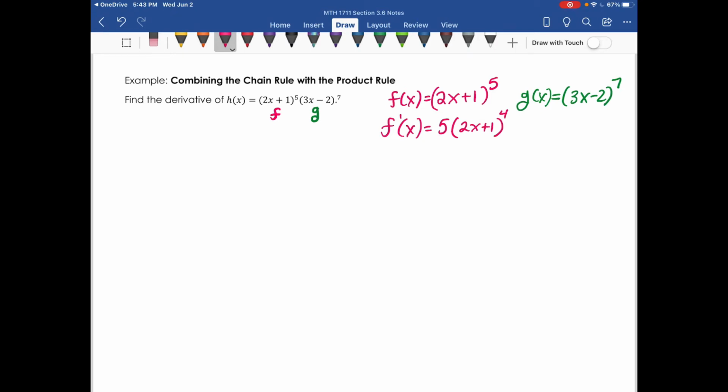So I'm going to take the 5 down in front, and I want to keep it evaluated at g of x. And then this is raised to the 4th, because I decreased that 5 by 1. And then I have to multiply it by the derivative of the inner function. So that would be 2. So when I clean this up, I get 10 times 2x plus 1 raised to the 4th.